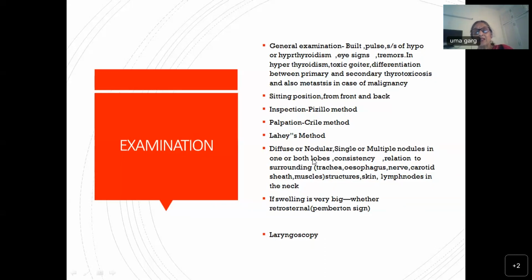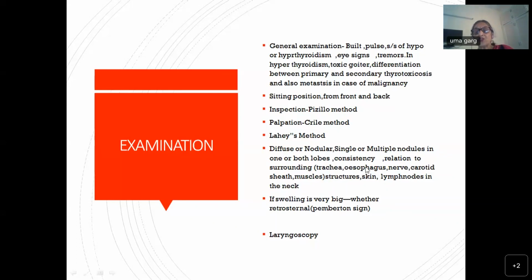And mind it that all the points which we often take care of when we examine any swelling in the neck or any other swelling, all the points are important in thyroid examination also. Then consistency, whether it is soft, whether it is cystic, whether it is firm, like hard in Riedel's thyroiditis, hard in malignancies. Relationship with surrounding structures, if it is on the trachea, it may cause stridor or respiratory difficulty.